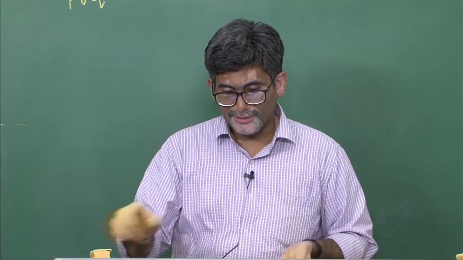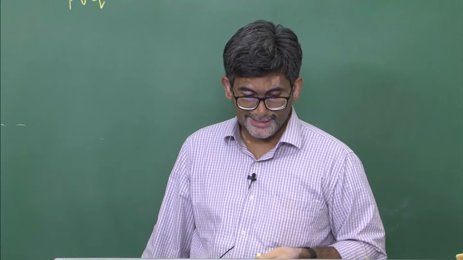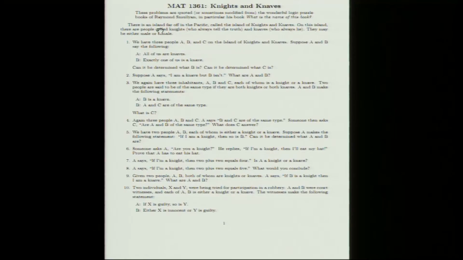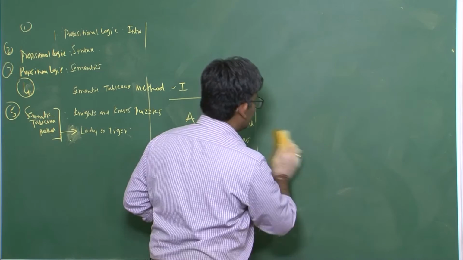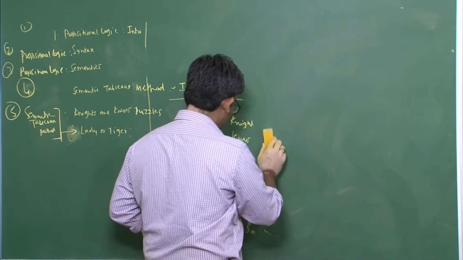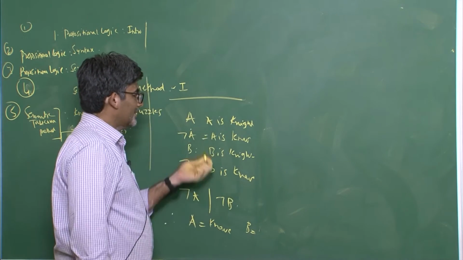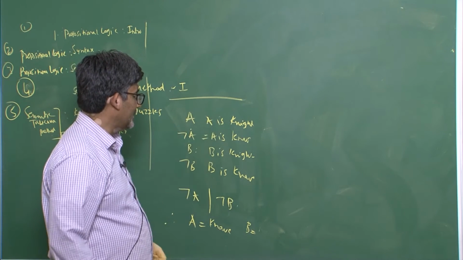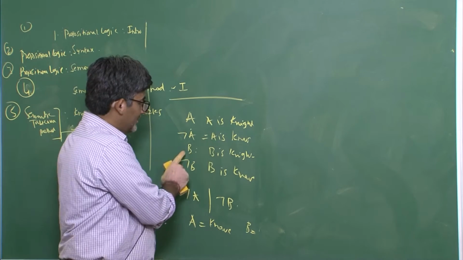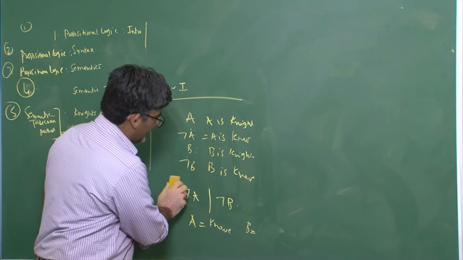Now the first statement is like this. A says: if X is guilty, so is Y. This problem can be solved like this. First you need to represent it appropriately in the language of logic. You take this representation into consideration: A stands for A is a knight, not A means A is a knave, B means B is a knight, etc.